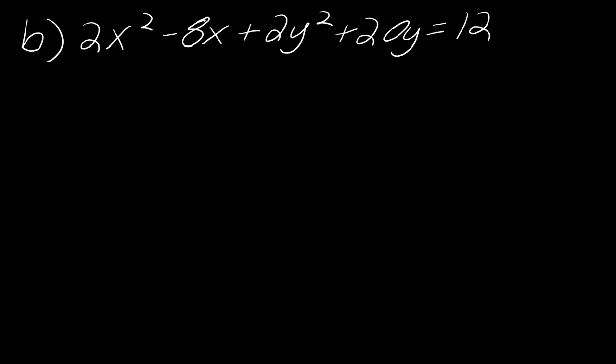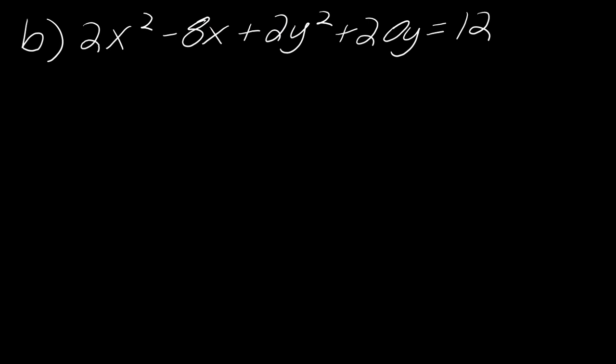Okay, so let's try another one. Now I've got 2x squared minus 8x plus 2y squared plus 20y equals 12. Just by looking at this, I can tell what type of conic section this is. We have two squared terms, and notice the sign in front of the squared terms. This is positive, this is positive. So that is a slam dunk that this is going to be an ellipse, because ellipses always have two positive square terms.